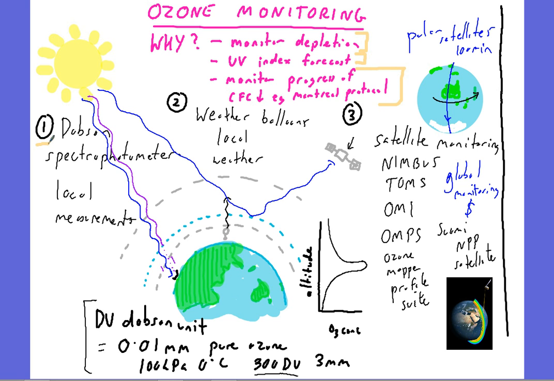It's through Dobson spectrophotometers. They sit on the surface and they monitor ozone above a local spot only on the Earth's surface. They do that by monitoring a wavelength of light that ozone does and doesn't absorb to figure out the ozone concentration above the Dobson spectrometer.